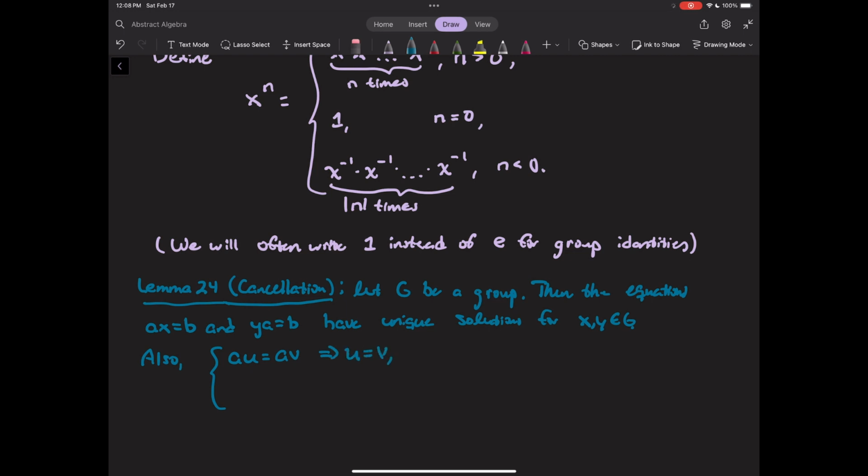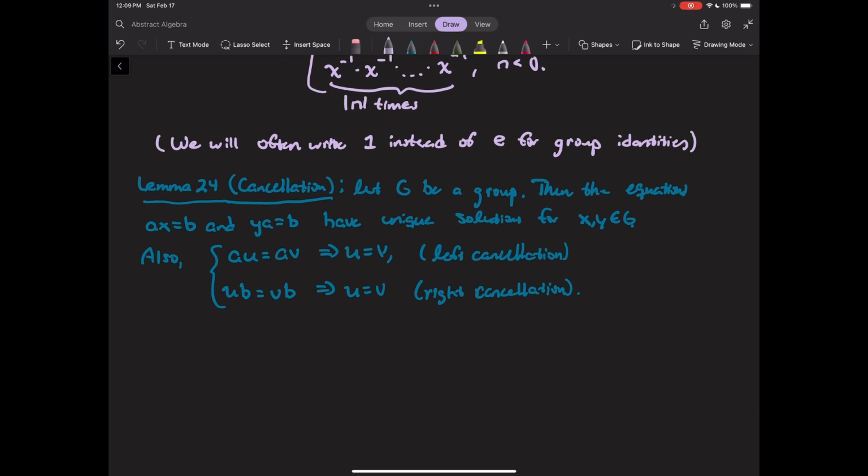And similarly, UB equals VB implies that U equals V. Note when I make a U, I give it this little flare to help identify. And we can call the first of these left cancellation, because what we're thinking intuitively is that we're canceling out the A on the left. Similarly, the second one is right cancellation. So that should make sense. Let's just grind through the proof real quick. It's not hard.